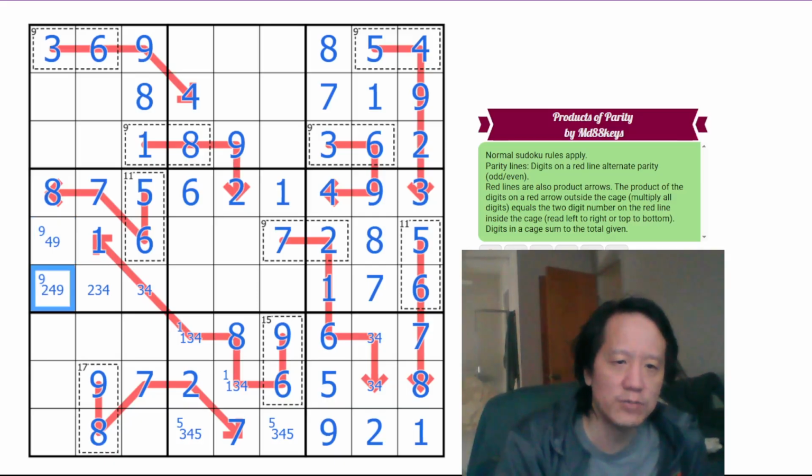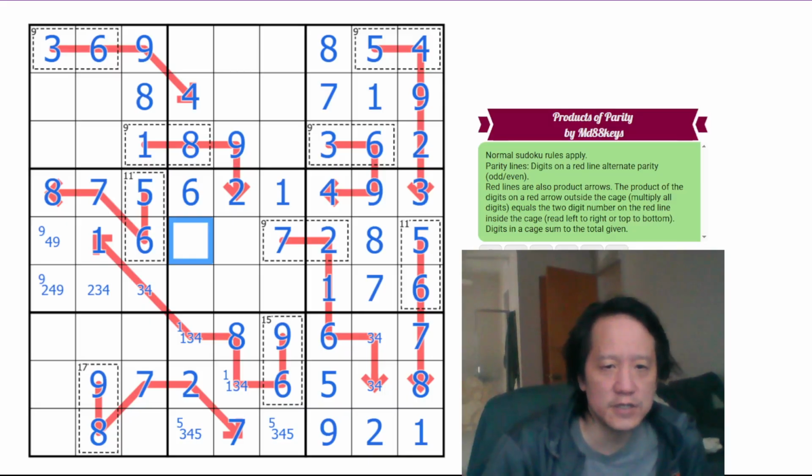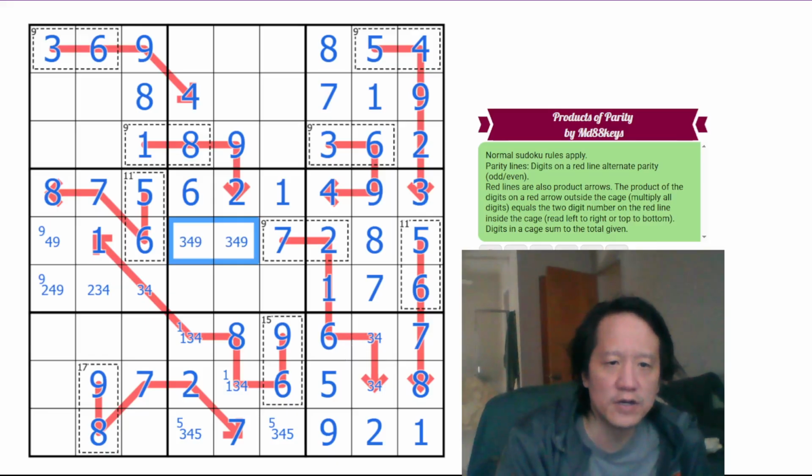This can't be 3 because of 3 in the column. So 3 has to be one of these two. Remaining digits in row 5 are 3, 4, and 9. This cannot be 4 because 4 in the columns, can't be 9 because of 9 in the column.